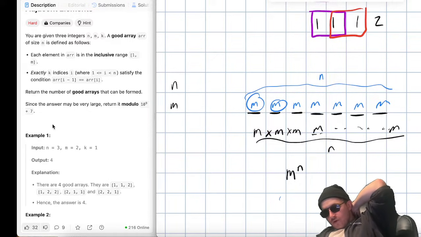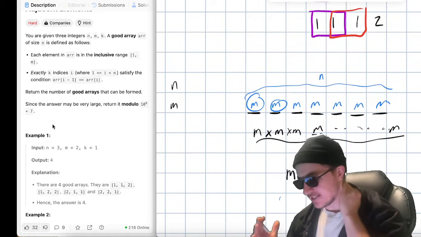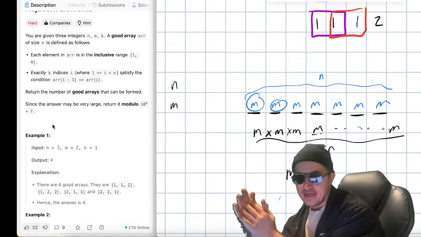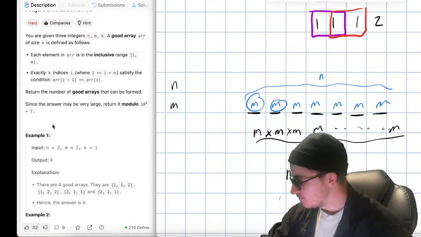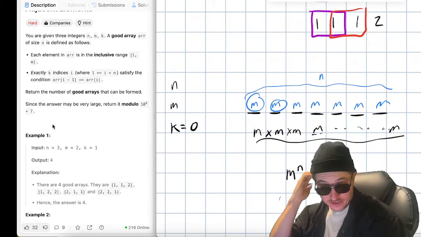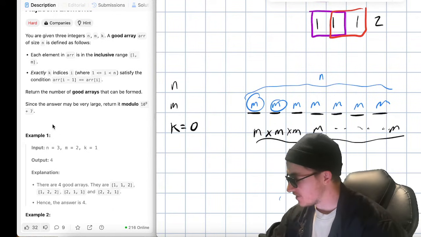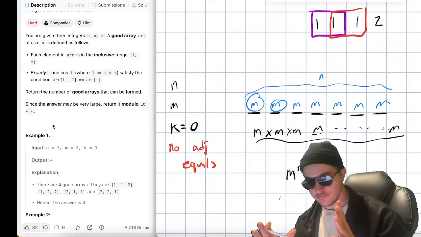Okay. Now, let's look at the case where, to make it simpler, let's introduce this idea of k. Okay, so we're going to make it a little bit more difficult. But let's say that k equals 0. What would that mean? Okay, so that means that there's 0 cases where adjacent elements are equal. So if k equals 0, that's equivalent to saying no adjacent equals. Nothing adjacent is equal. Okay, because k equals 0.